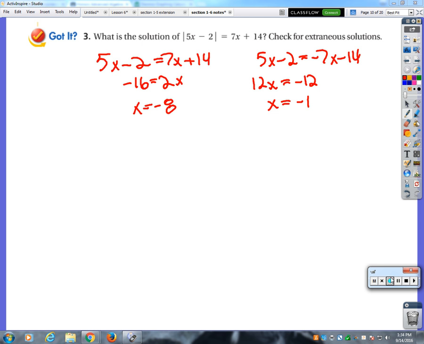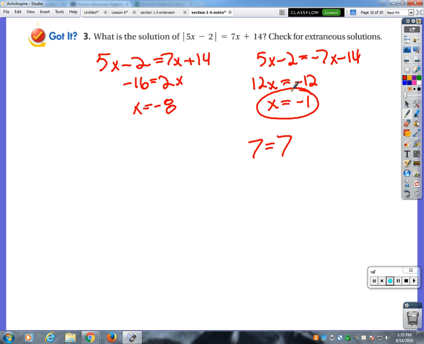Raise your hand and tell me if you figured it out. Which one of these does not work? Which one of these is a liar? Blake: -1. Because if I plug -1 into here, 5 times -1 is -5, minus 2 is -7, and the absolute value of that is 7. And then if I plug -1 into here, there's 7. Okay, so actually that one works.